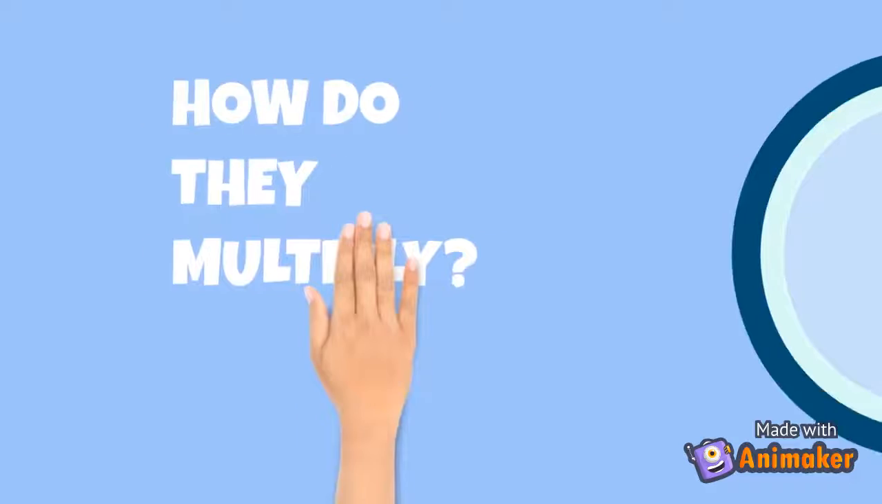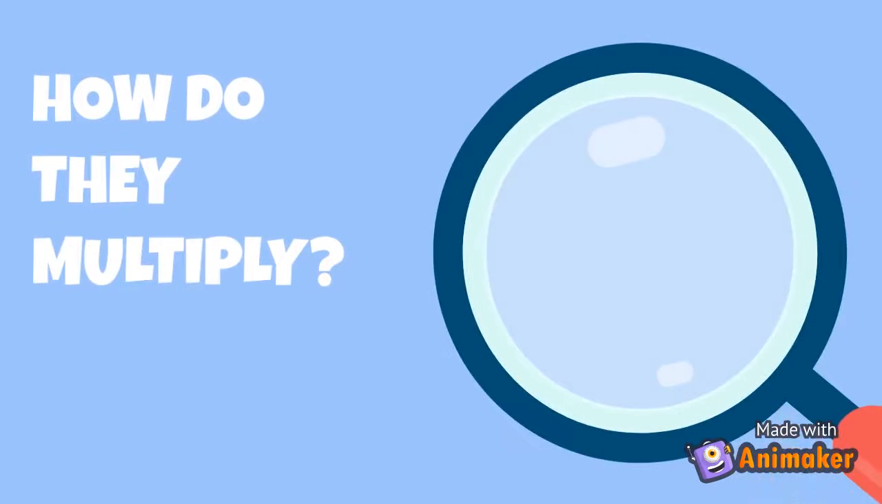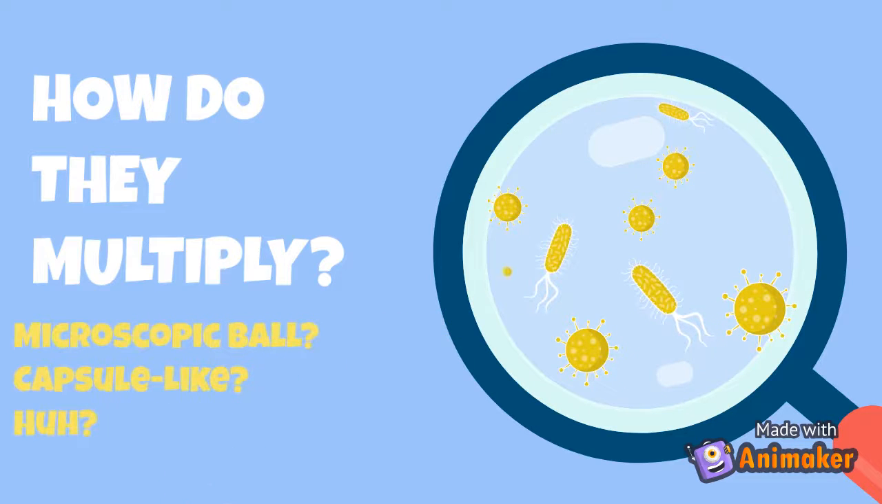Have you ever wondered how viruses like those displayed in the TV commercials of disinfecting spray multiply? A lot of us may only know that they are just microscopic balls or capsule-like structures that can be found on different sites and surfaces. But it takes more than that on how they evolve and replicate.